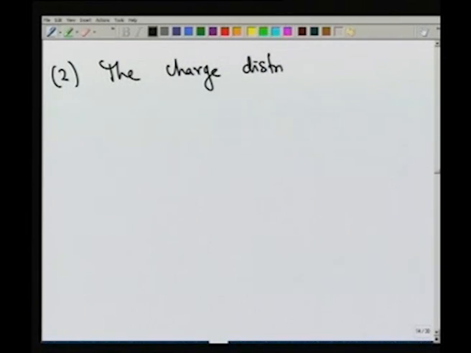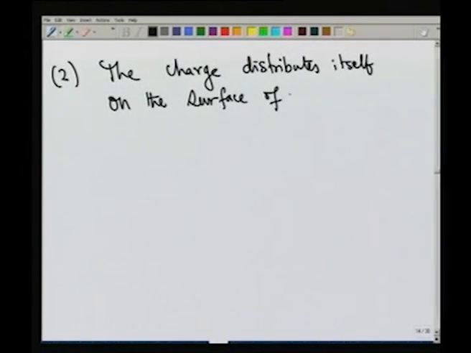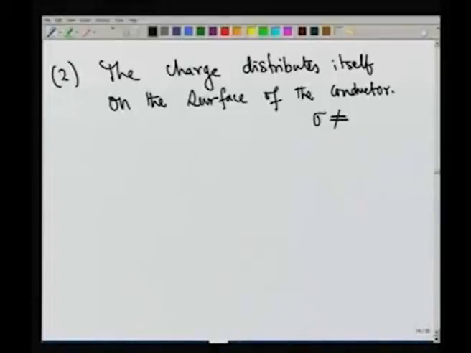distributes itself on the surface of the conductor. Now, the next question is, how does the charge distribute itself on the surface of the conductor? So, we are saying that sigma is not equal to 0 on the surface.